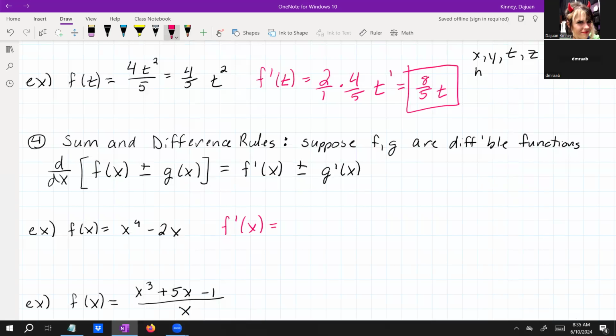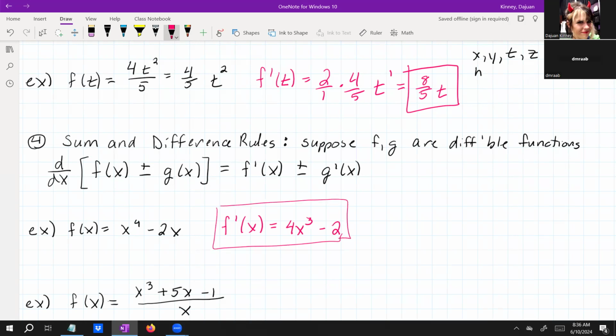All right. I have x to the 4th and negative 2x. So I'm subtracting 2 functions. I take the derivative separately. So the derivative of x to the 4th is 4x cubed. The derivative of negative 2x is just negative 2.